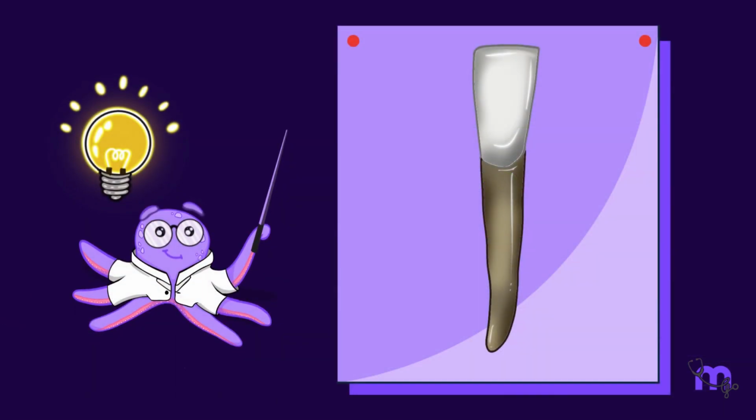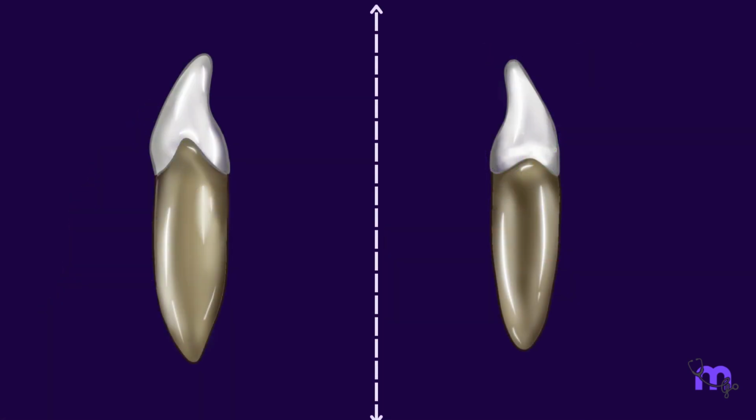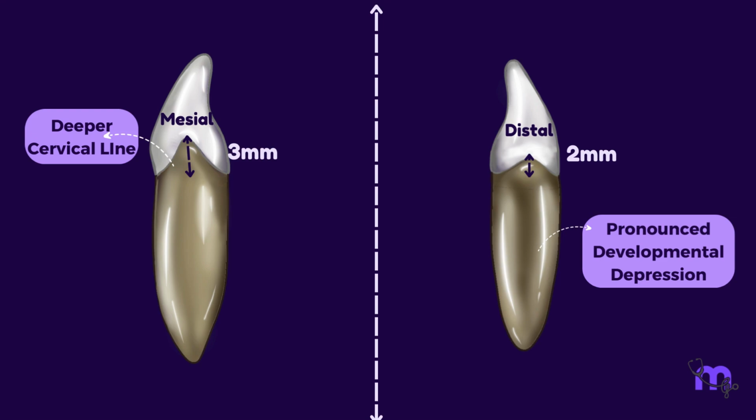With this idea about the crown and root morphology, imagine two mandibular central incisors are given to you. How will you identify them as left or right mandibular incisors? This is done by identifying the mesial and distal sides. For this, we need to know their differentiating features. Cervical line: it will be deeper on the mesial than the distal side. Developmental depression: this will be more pronounced on the distal surface. Developmental groove: its presence indicates that it is the distal surface.